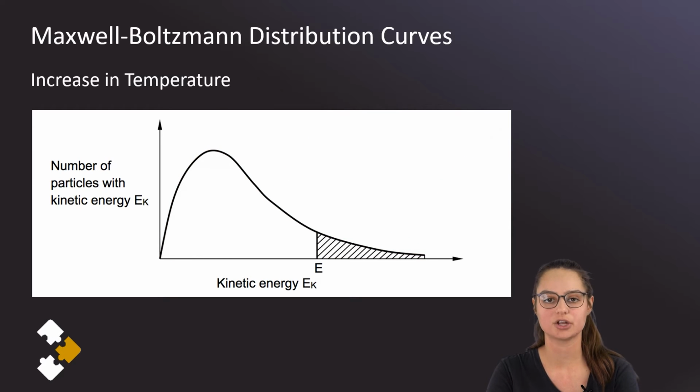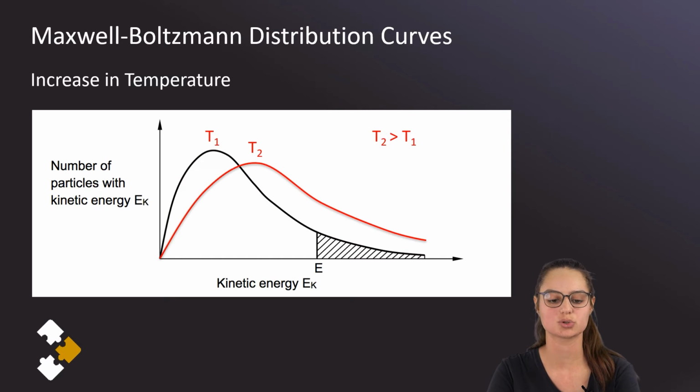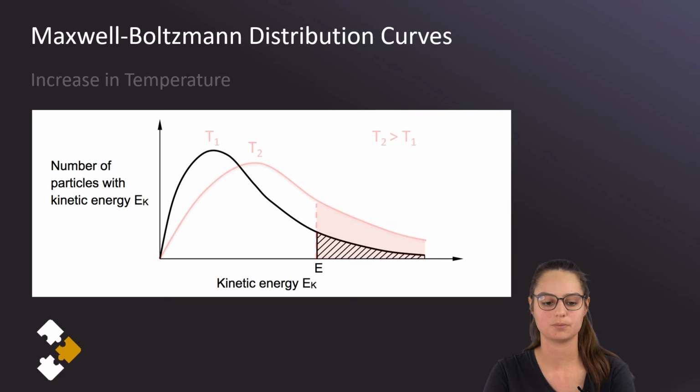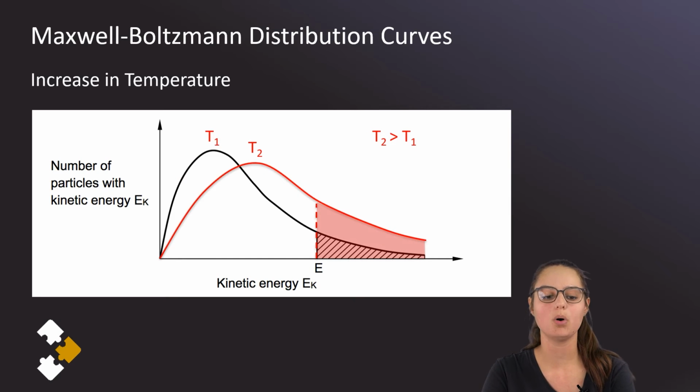So what happens if we increase temperature? Well, you can see here that T2 is greater than T1, so temperature 2 is higher. And if we look at our activation energy, we can see here that more particles are going to have sufficient kinetic energy, which means that there is going to be an increased rate of reaction because more effective collisions.